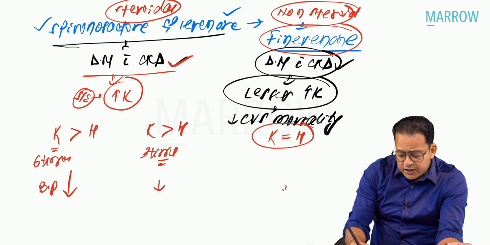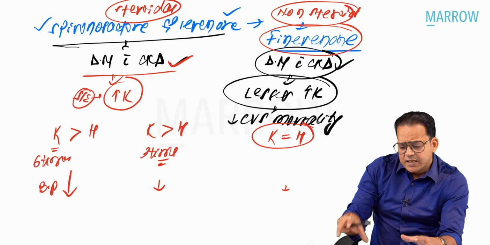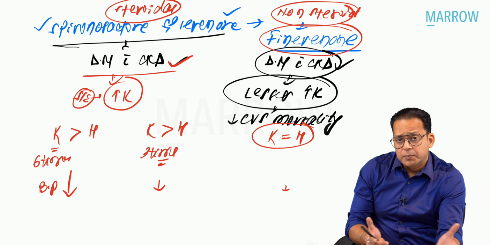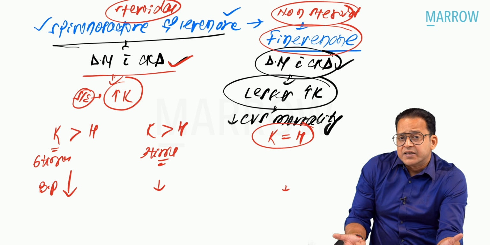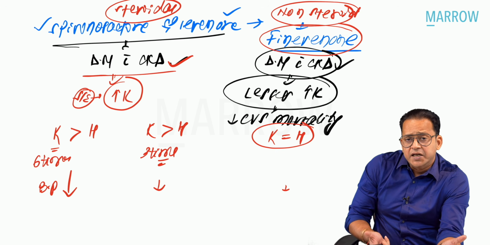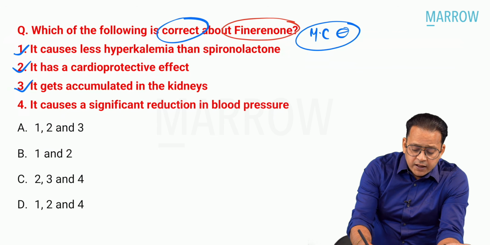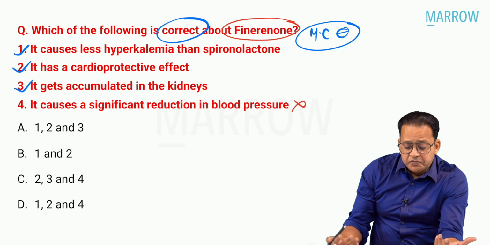The decrease in BP is very less with Finerenone. It can never be used for hypertension. I can use spironolactone or eplerenone. Again, the reason is the concentration of the drug. Where is it more, in the kidney or the heart? So here, this option is not correct. It does not cause a significant decrease in blood pressure.